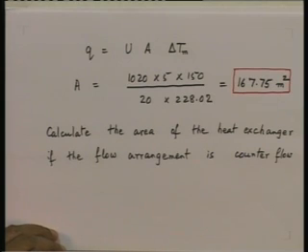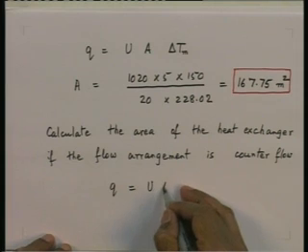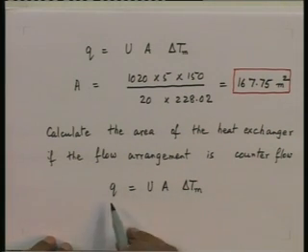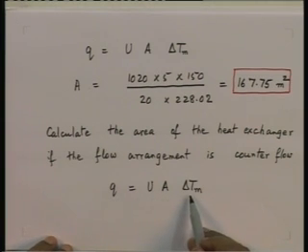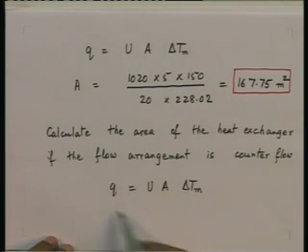In this case, notice we again have to substitute into the same expression, q is equal to U A delta T m. Q is not going to change. Here is my basic expression, q is equal to U A delta T m. Q is not going to change, U is not going to change. What is going to change is the delta T m. So, we get a new value of delta T m for the counterflow situation and again substitute into our basic equation.